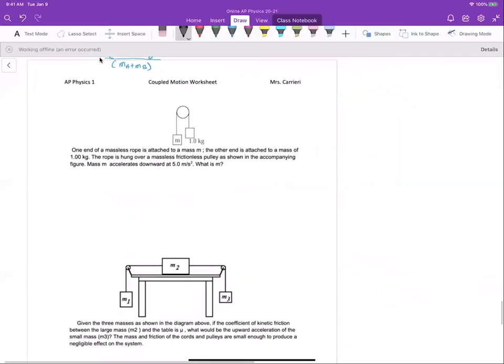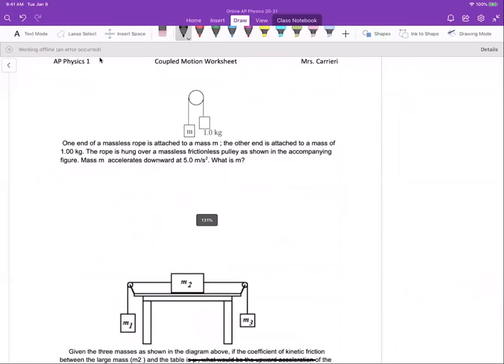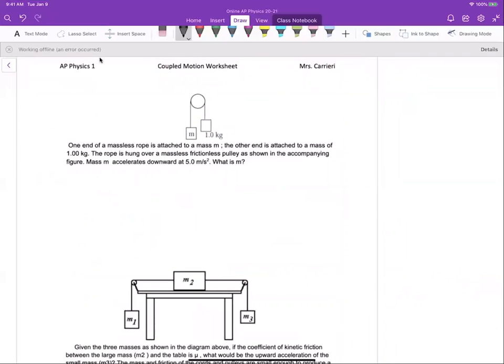This one, in my opinion, was the hardest one on here, maybe. Okay. I'm going to call this object A. I'm going to call this object B. I got 2 blocks. One, I don't know the mass. The other end is attached to a mass of 1 kilogram. It's hung over a massless, frictionless pulley as shown in the accompanying figure.